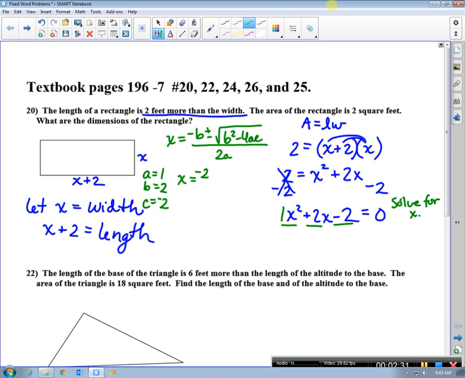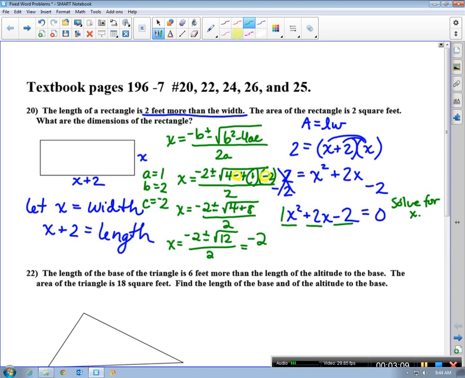X equals negative b, plus and minus square root, b squared is 4, minus 4 times 1 times negative 2, all over 2 times a. So negative 2 plus and minus square root of 4 plus 8, double negative, all over 2. Square root of 12 can be simplified. And because 2 goes into both of these, I can reduce. And we have some possible solutions.